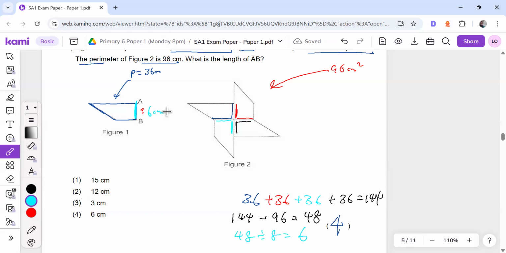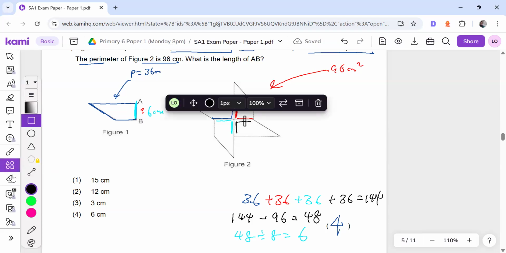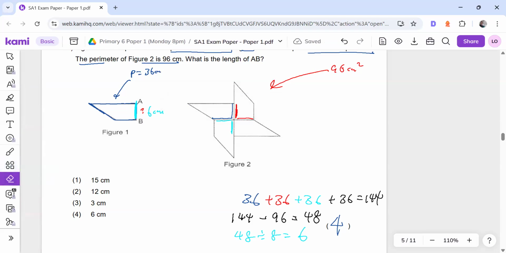Why can't you divide it by 4? Charlene, what do you say? Why can't you divide by 4? If you divide by 4, then you get like this. You will get two lines, but it's still not one line yet. You still have to divide by 2 later. Right? So understand now?